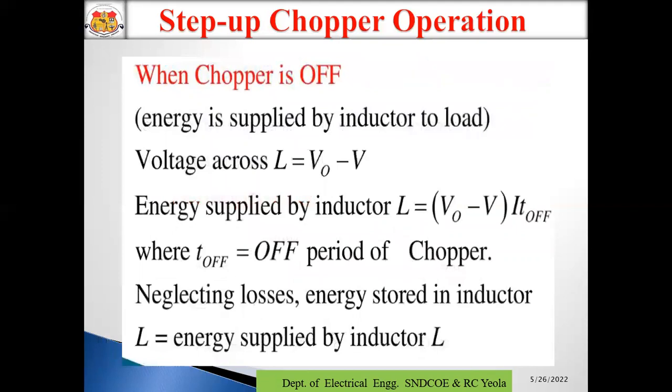And when the chopper is off, energy is supplied by the inductor to the load. That means the voltage across the inductor is equal to V0 minus V, and the energy supplied by the inductor L is equal to (V0 minus V) into I into T off, where T off is the off period of the chopper. Neglecting losses, the energy stored in the inductor L is equal to the energy supplied by the inductor.